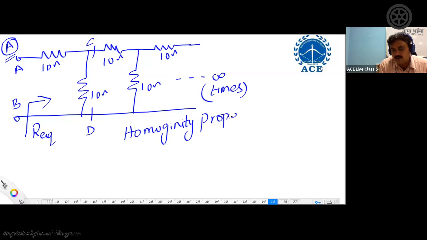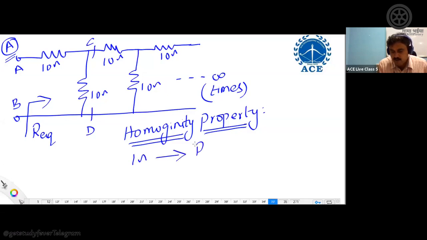Because you know that resistors are linear elements. That means they obey the principle of additivity as well as homogeneity. So if you multiply each resistor with a constant K, which is 10, then the R equivalent also will get multiplied by the same value 10. That means when you calculated the problem with 1 ohm, we got R equivalent as 1.618 ohms. Correct?